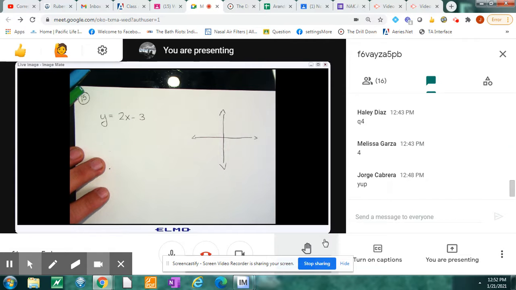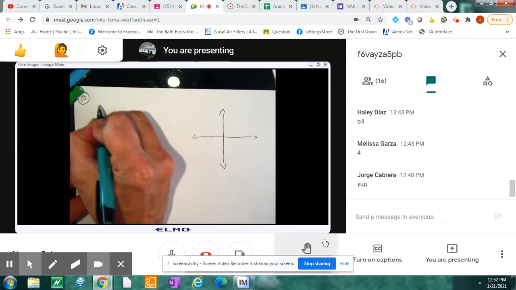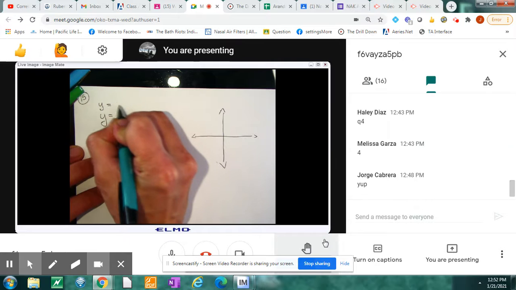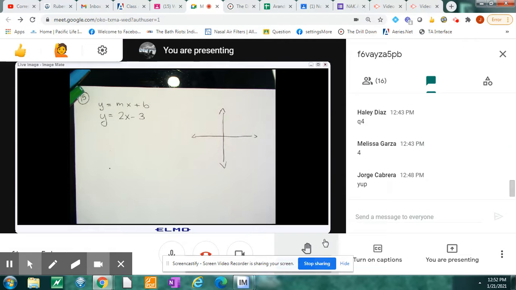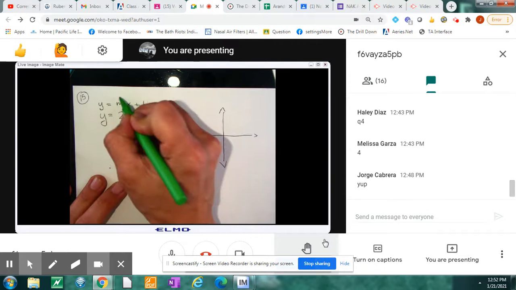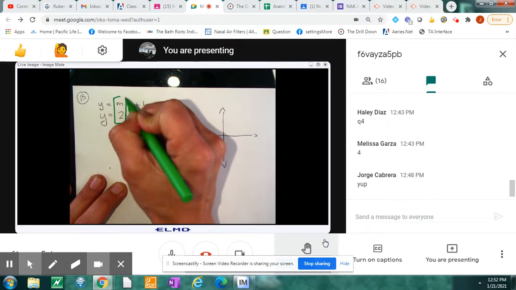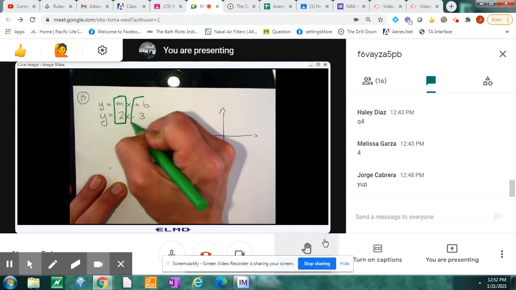So remember, make sure you're doing it. Whoever hasn't done it, please. So it has to be in y equals mx plus b form, which it is. Your m and your b are numbers. Okay. So there's your m and there's your b.